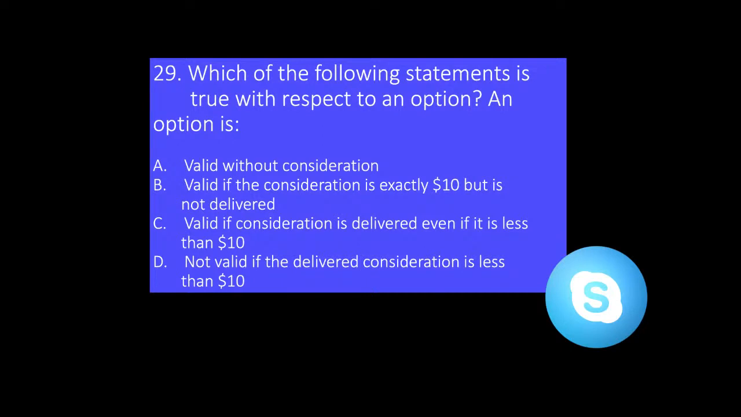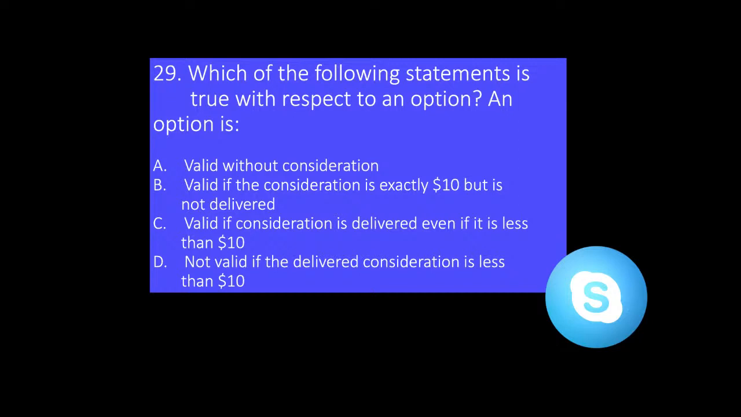Which of the following statements is true with respect to an option? An option is valid without consideration. Valid if the consideration is exactly $10 but it's not delivered. Valid if consideration is delivered even if it's less than $10. Not valid if the delivered consideration is less. Has to be A. I eliminate all the money with $10.